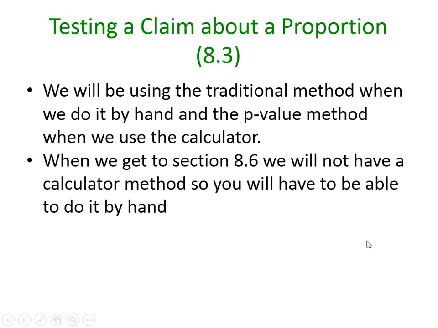Being familiar with the parts on each of these is important, because the few questions I have at the very beginning are really focusing in on some of the different parts that you need. When we get to section 8.6, which is testing the claim about a standard deviation or variance, we will not have a calculator method, so you'll have to do it by hand. So getting an idea of what it means with that traditional method is important, because in section 6 you have to do the traditional method, versus being able to use the p-value method with the calculator, and figuring out what you found is really the key piece in here.